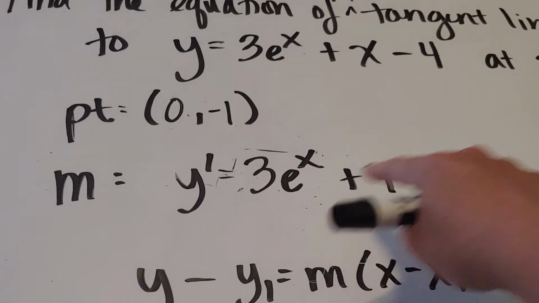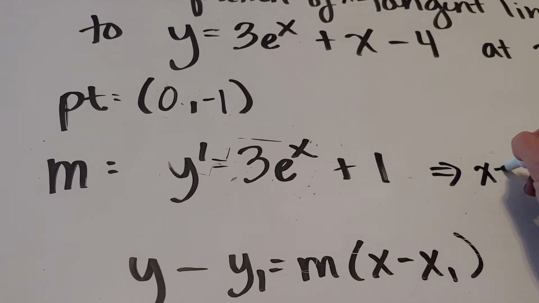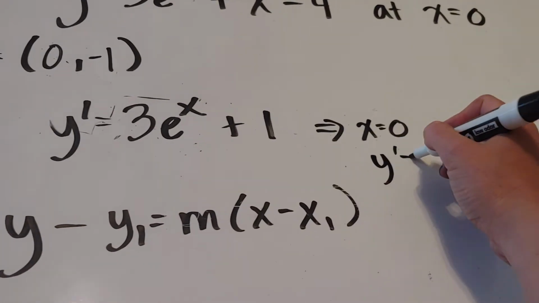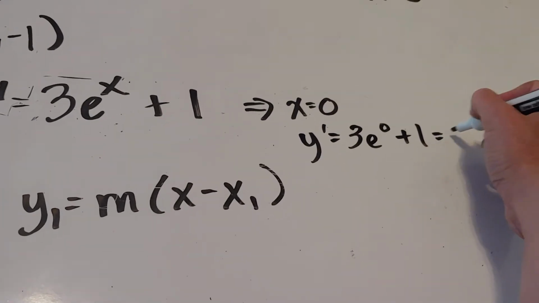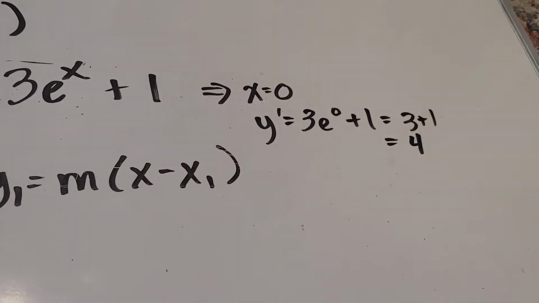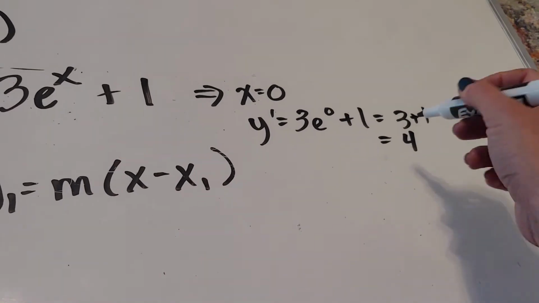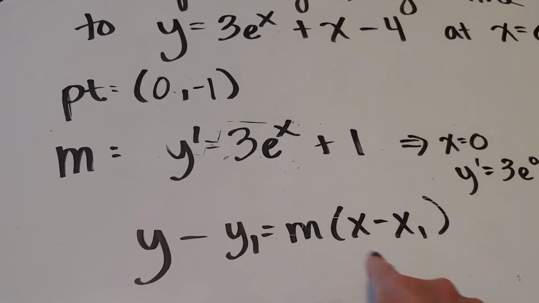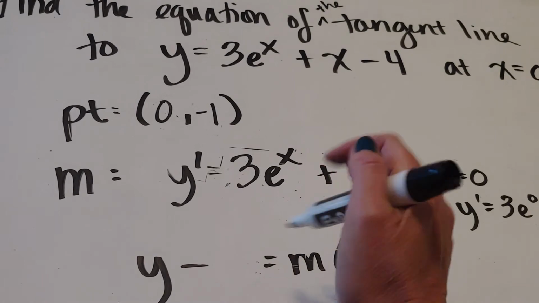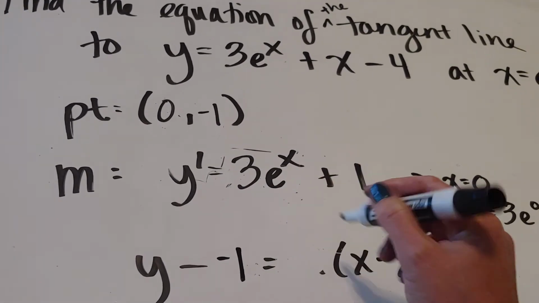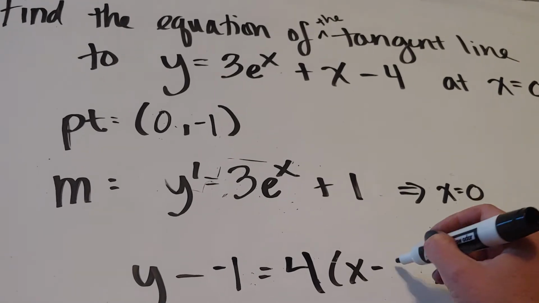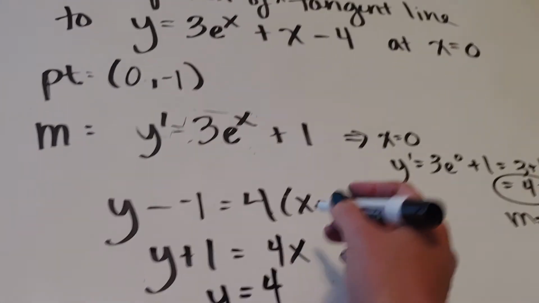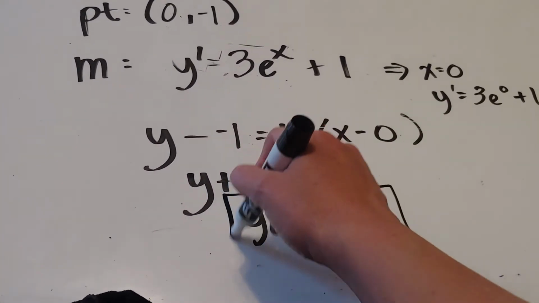Cool. All right, now, I need to plug in x is 0. So when I plug in x is 0, let's see what I get. 3e to the 0 plus 1. And I believe I get 4. Okay, so this is my slope. My slope is 4. My point is 0, negative 1. Let's put it in. Okay, so y minus a negative 1 equals 4 times x minus 0. And let's go ahead and write it the way that we are used to seeing equations of lines.